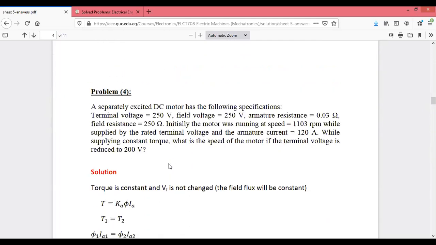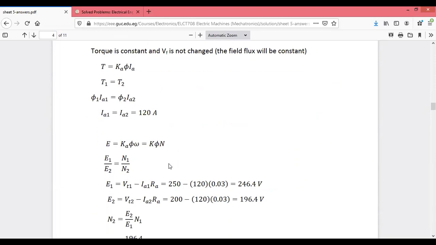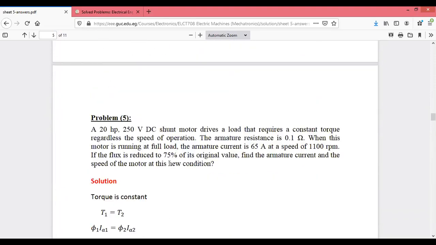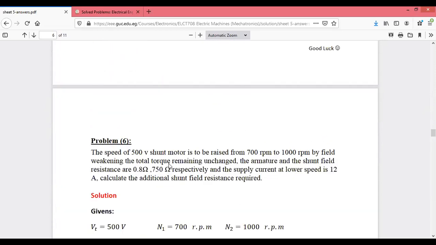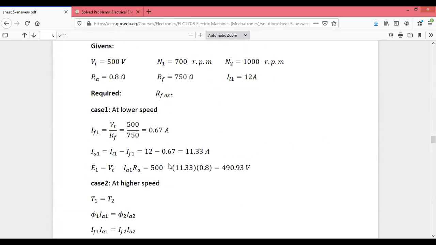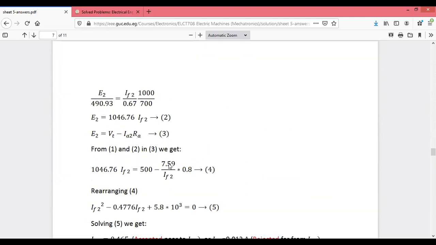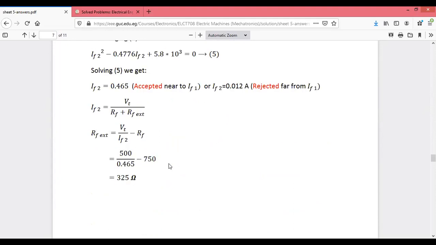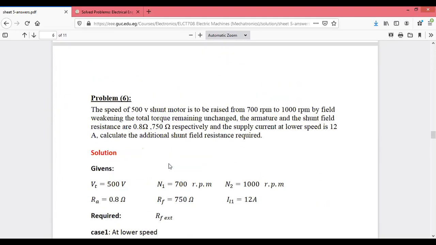Again, we can see one more example, but this is similar, so we can skip. I will share this PDF. This is the same. This is also the same. This is quite lengthy. I will explain.